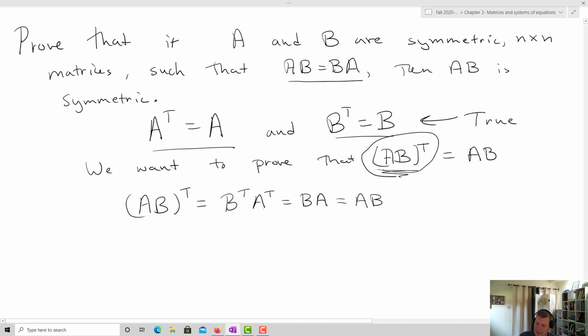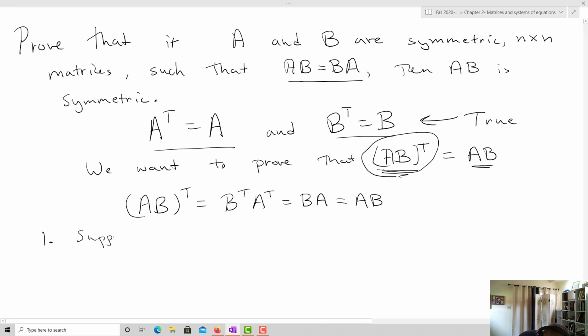Consequently, what I see here is that I can just utilize some of these properties to go from my result to getting AB transpose equal to AB. So I kind of started at the end and then moved backwards. Now to write my proof out, I'm not going to do that. What I'm going to do is first start out with my givens.